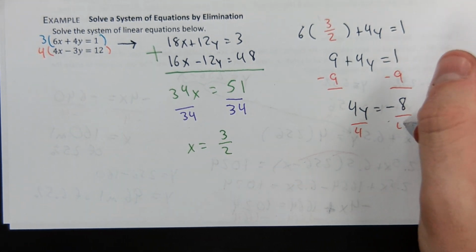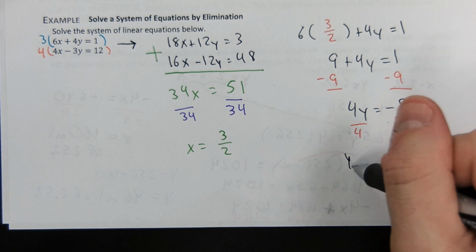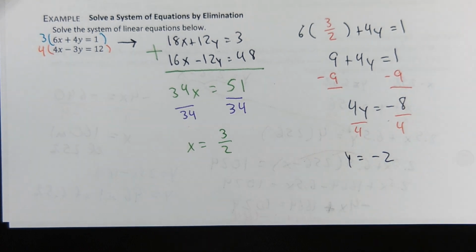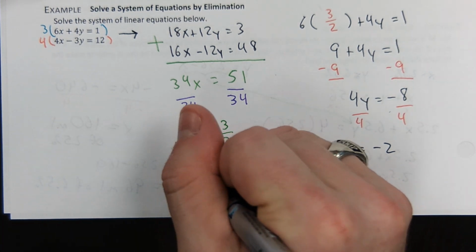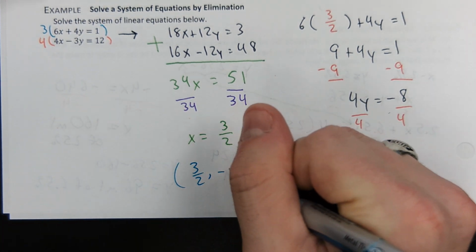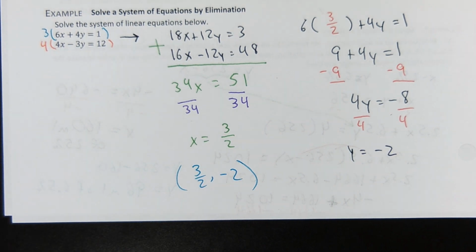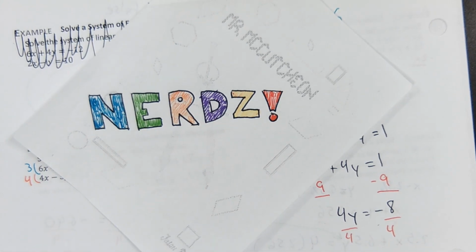And this easy, quick lesson is finished. All we have to do is write this as a coordinate pair. 3/2, comma, -2. And we're finished, nerds.